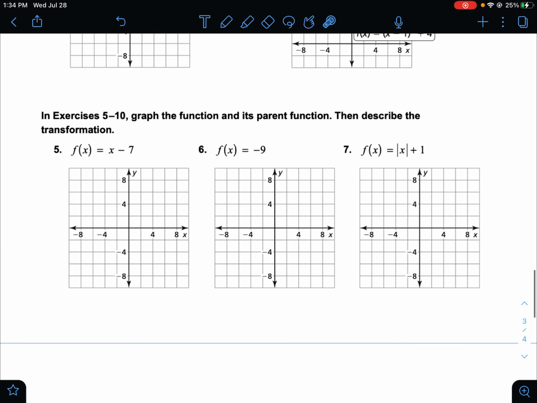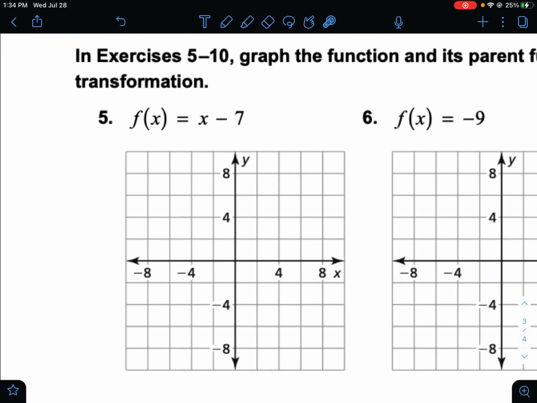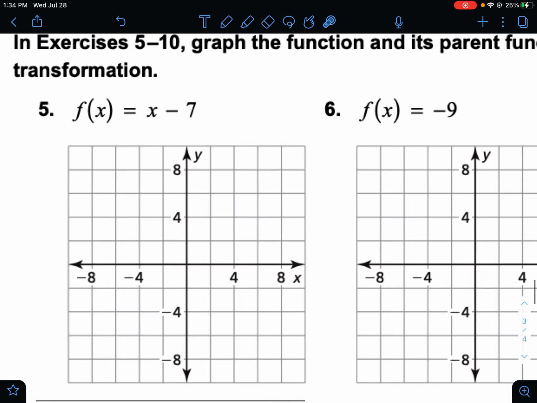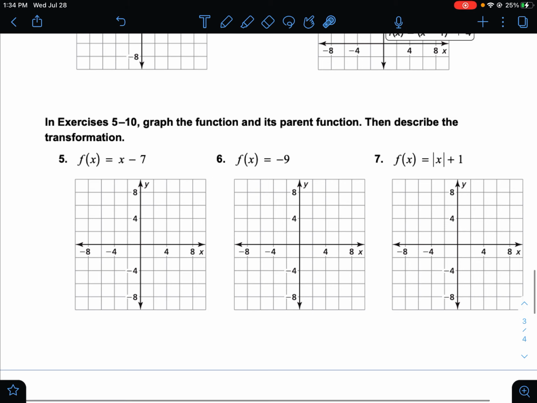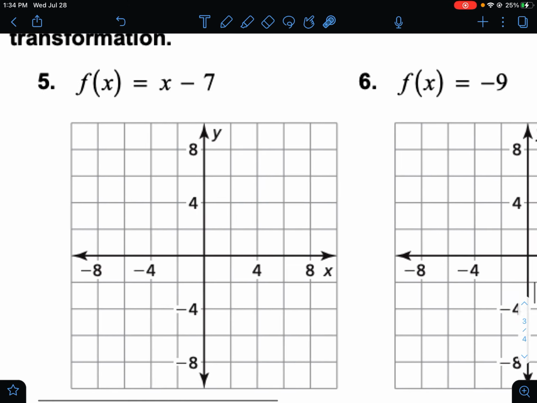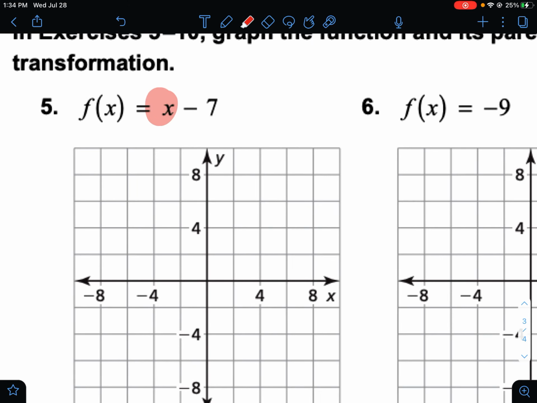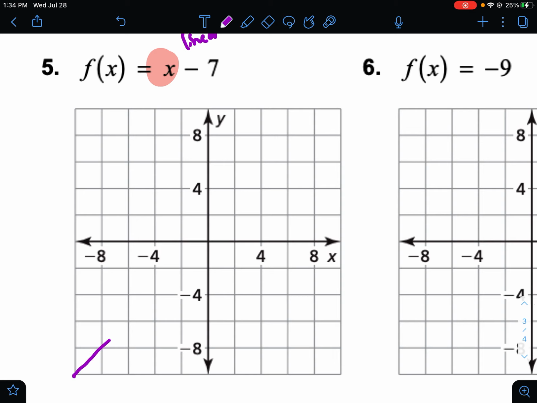Right, last problems here. We're not going to do all of these. Well, maybe they don't take that long. Graph the function and its parent function. Okay, so first of all, you need to recognize with this right here that this is linear. So the parent function is a line that just simply goes right through the origin diagonally, just like this. That's your parent function, f of x.